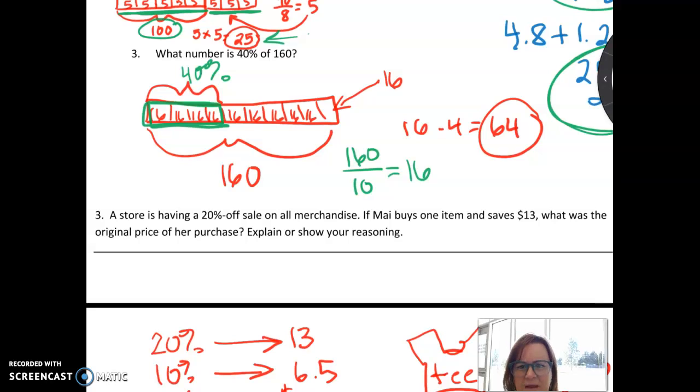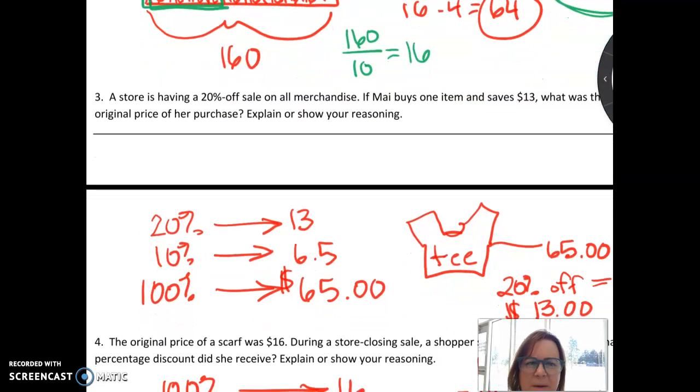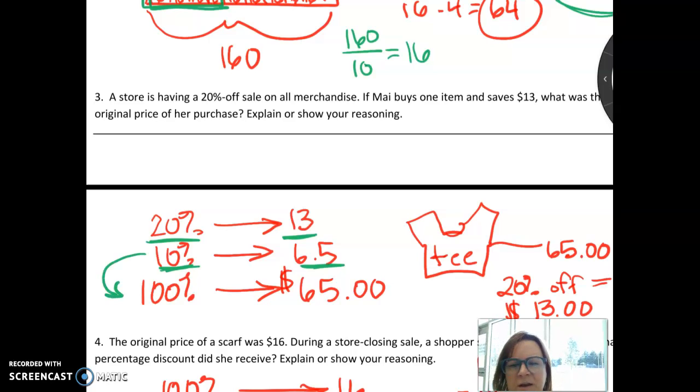All right, and number 3, a store is having a 20% off sale on all merchandise. If Mai buys one item and saves $13, what is the original price of her purchase? So I knew that 20% off was 13 because that's the information the problem gives us. You can see that I'm using a percent table this time. So if I know 20% is $13, then I know 10% would be half of that. So 10% would be $6.50. And if I know 10%, I can figure anything out.